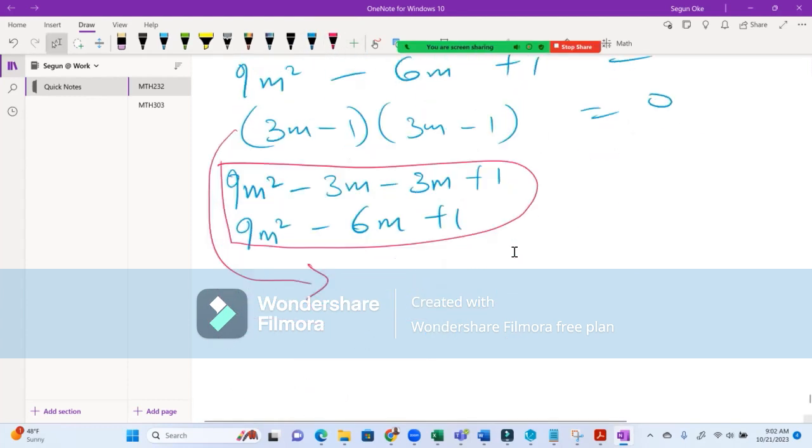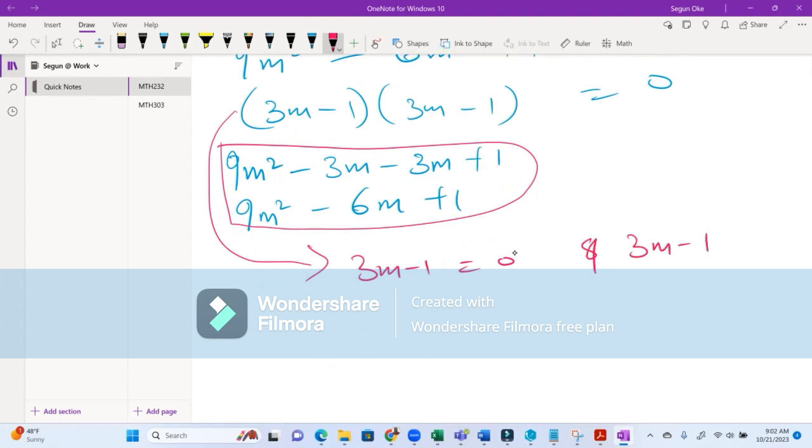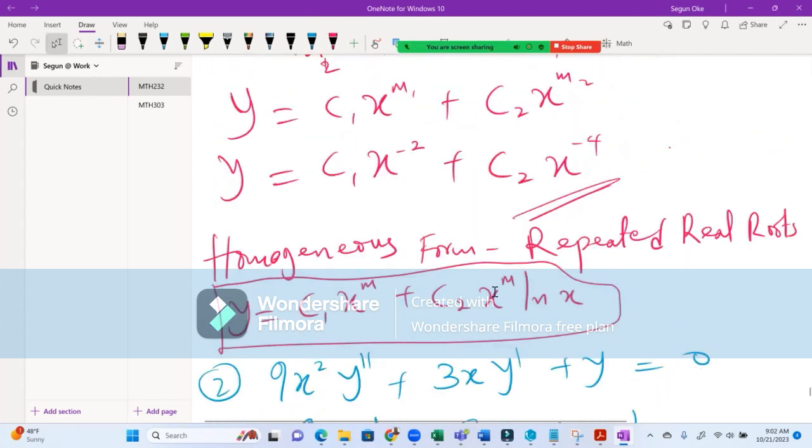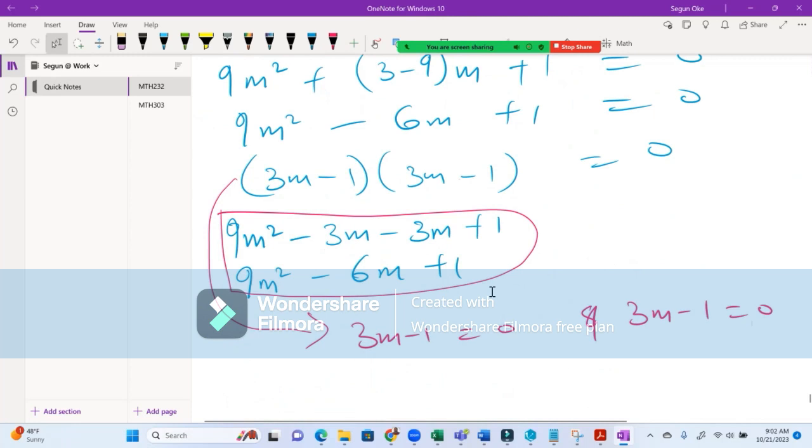So here now we have 3m minus 1 equals 0, and 3m minus 1 equals 0. Remember the question says, remember this one, repeated real root. It simply means that at the point whereby your m is equal to the same thing.